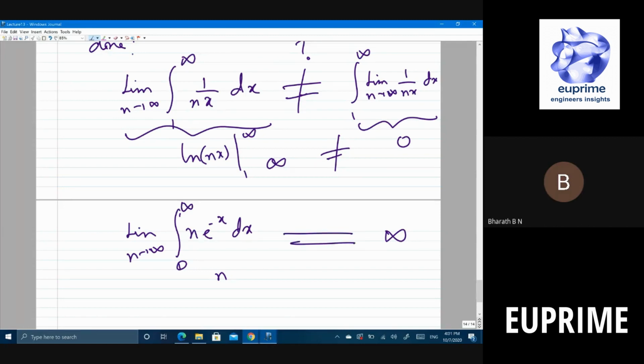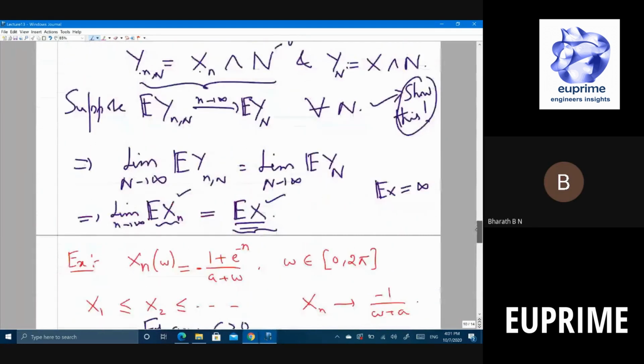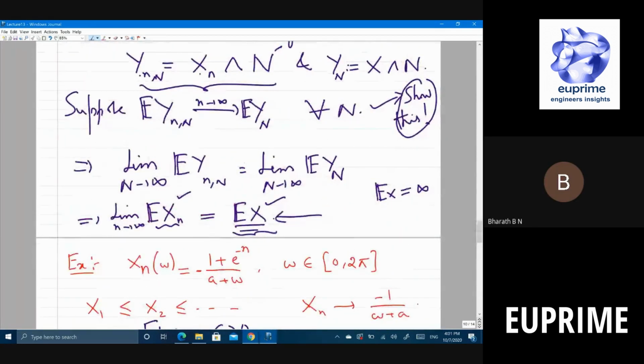Okay. So at least from an example, we can see that, right? So this can be arbitrary, but we want this to be finite. The expected value of xn should be finite. Is that okay? It should be finite for all n.